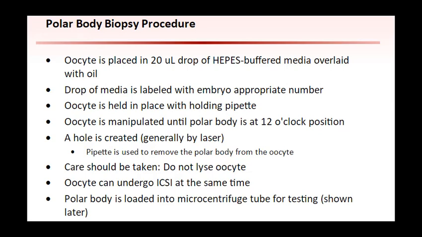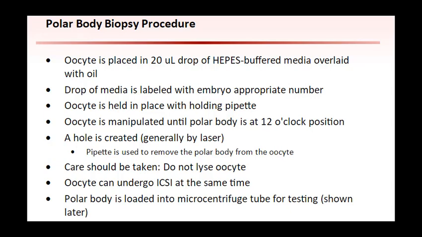Polar body biopsy can be performed on day 0 prior to ICSI and/or on day 1 at fertilization check. First, the oocyte is placed in small drops of Heap's buffered media overlaid with oil. The drop containing the oocyte is labeled with the appropriate number. A holding pipette is used to hold the oocyte in the correct position, and the oocyte is rotated until the polar body or bodies are visible. The zona is breached, and the polar body is suctioned out of the oocyte.